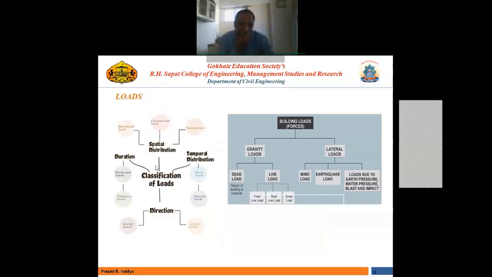Some loads are temporary, some loads are permanent. Like that, the classification is possible, but this is more relevant to you, where you have got two basic types of load. One is gravity and another is lateral load, where you have got wind and earthquake. These are the major loads coming on the structure.